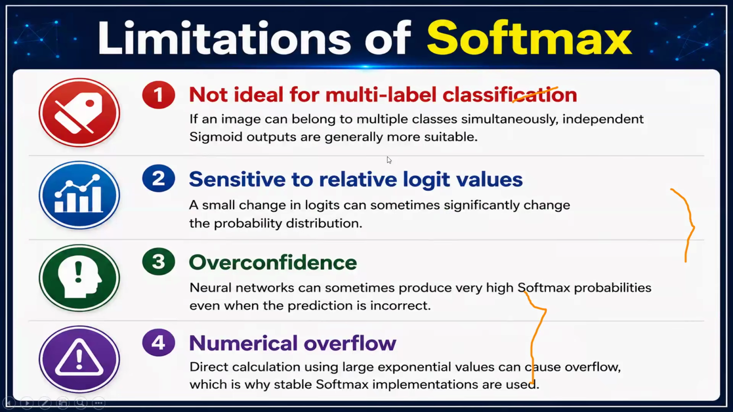Then the limitations. It is not suitable for multi-label classification. If the image can belong to multiple classes simultaneously, independent sigmoid outputs are generally more suitable. It is also sensitive to large logit values. A small change in logit value can produce a big exponential value, so an overconfident network can sometimes produce very high softmax probability even when the prediction is incorrect. That is also a limitation. Numerical overflow: direct calculation using large exponential values can cause overflow in the network, and that is why a stable softmax implementation is used. So these are all limitations of the softmax function.